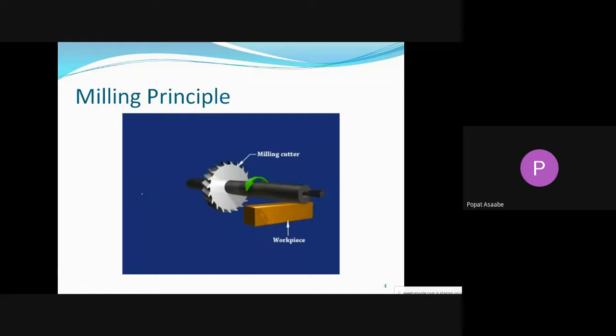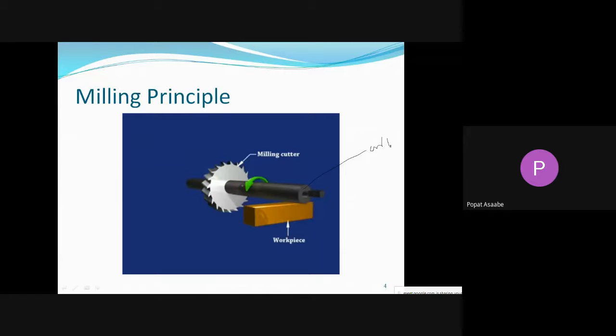Now see the working principle. Again, it is very simple to understand the working principle of the milling machine here. This is the one arbor. This element is called the arbor, and the function of that arbor is to hold the milling cutter.